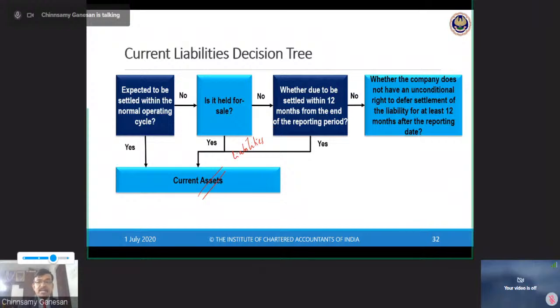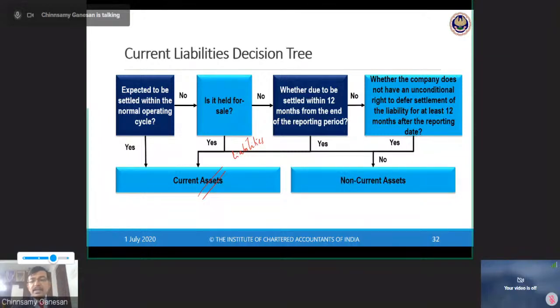If I have an unconditional right to defer settlement, it becomes a non-current liability. If I do not have an unconditional right to defer settlement, it is a mutual agreement. Then in that case, it becomes a current liability. In all other cases, it becomes a non-current liability. This is an error. Please correct this, because I expected that this error would also be there, because it's a copy paste of the previous decision tree. All the conditions have been changed, but the last one is not changed. Okay, it's a non-current liability.